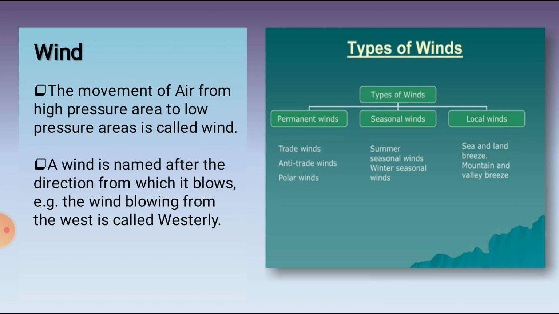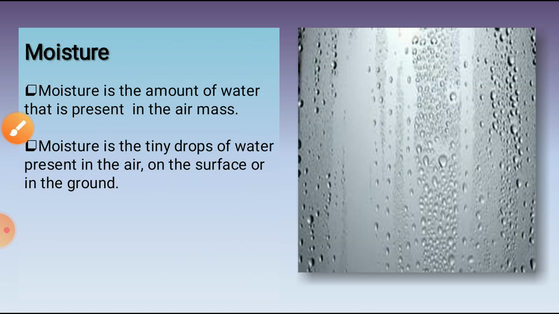Okay, now let us move to another topic. Let us see what is moisture. Moisture is the amount of water that is present in the air mass, and it is the tiny droplets of water that are present in the air or on the surface or in the ground.